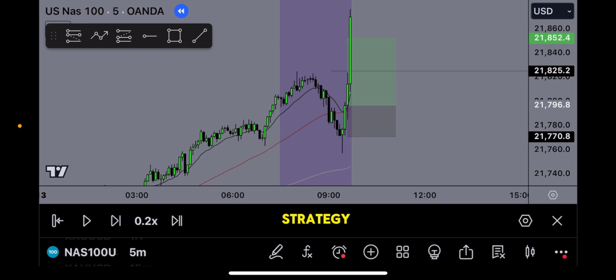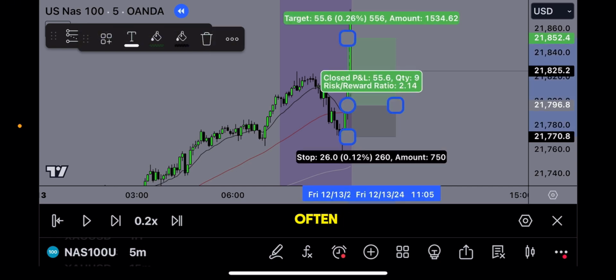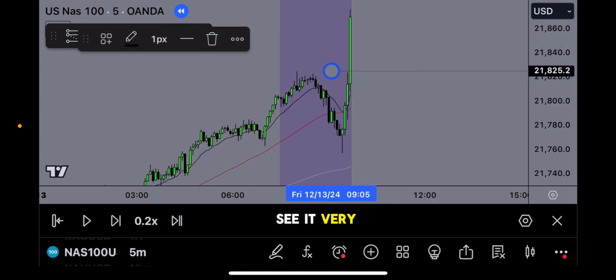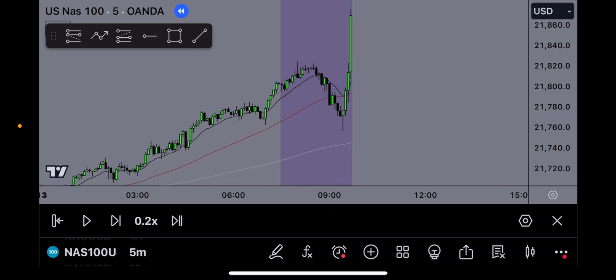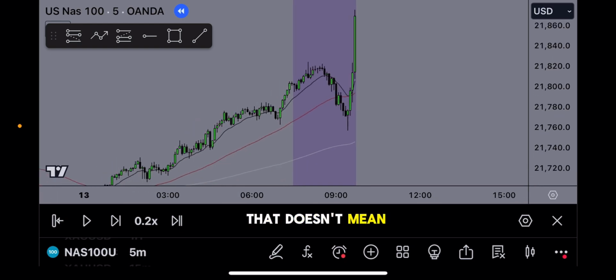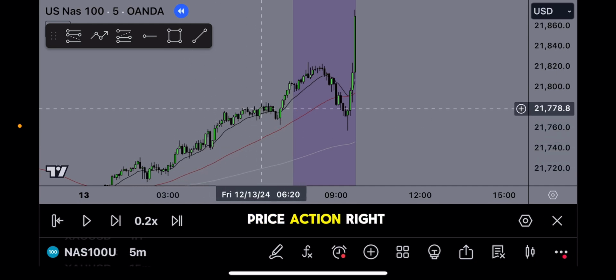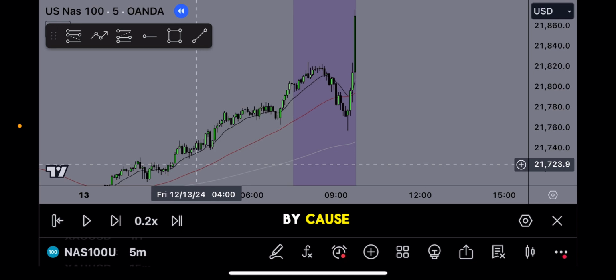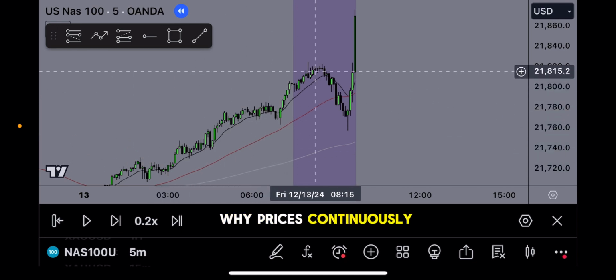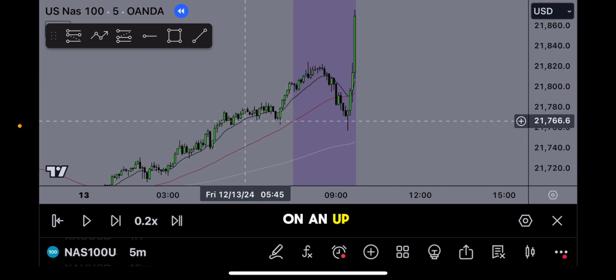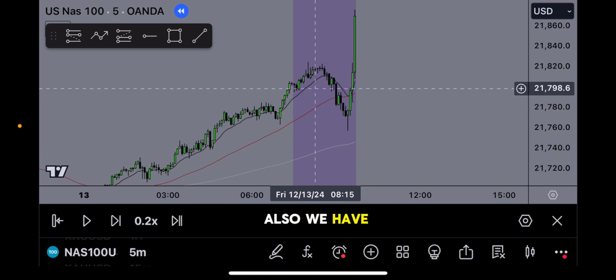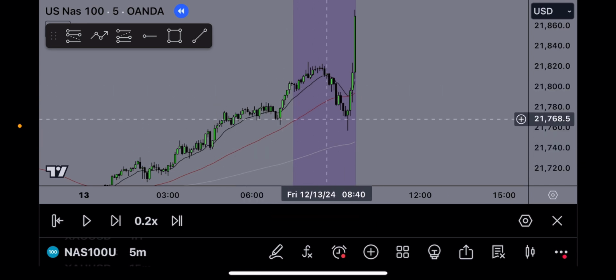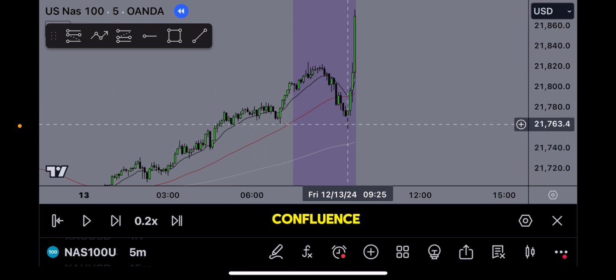Mind you, this strategy, you're going to see it very often, a lot of the times. All right? But that doesn't mean you should take every trade that you see. You want to make sure all the trades line up with confluence and price action, right? Here, I took this buy because why? Price is continuously going up. It's on an uptrend. Also, we have the 3 MAs underneath, giving me extra confluence.